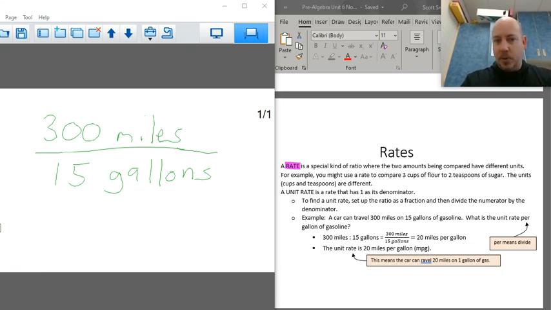I want to turn it into 1, okay? And if you can just remember the word per, when we see that word per, that's when we divide, right? So if I'm trying, in this case, to figure out how many miles per 1 gallon, all I need to do is take my miles divided by my gallons. The unit rate tells you the order of division.